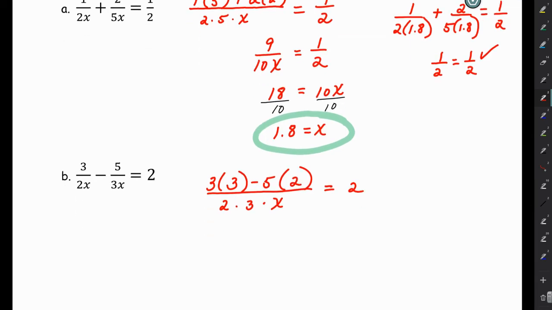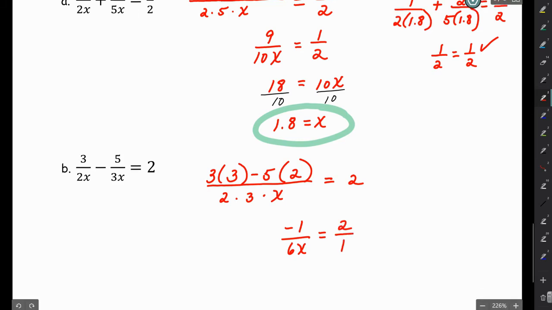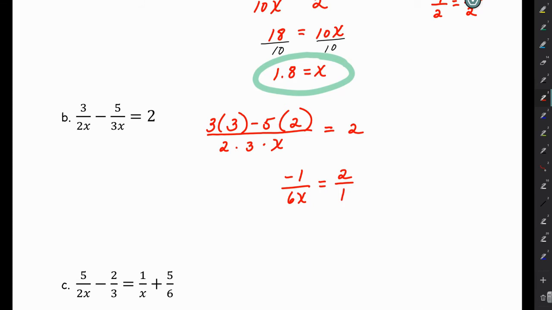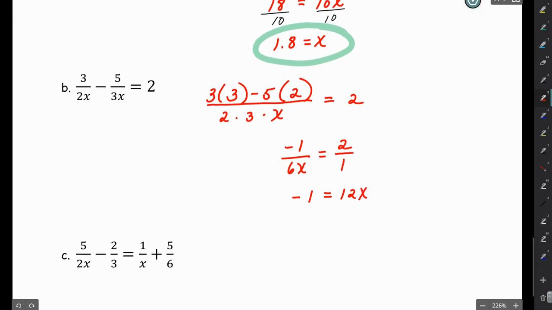So now in the numerator, we have 9 minus 10. That gives me negative 1. And 2 times 3 times x, that's just 6x. And on the right side, we have 2 over 1. So we'll cross multiply. Negative 1 times 1 is negative 1. 2 times 6x is 12x. Divide both sides by 12. So this time we get x equals negative 1/12.